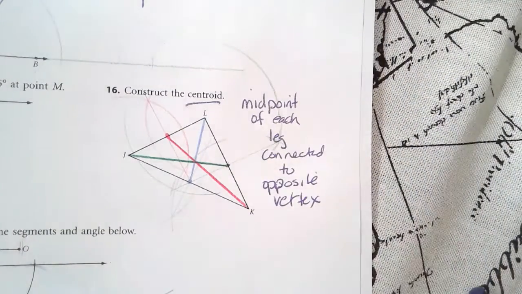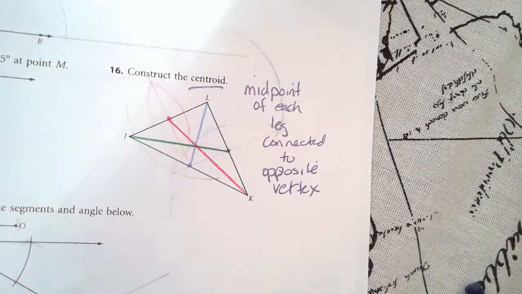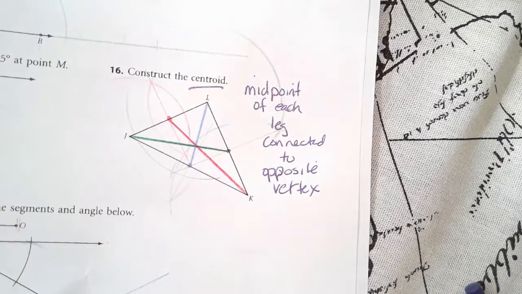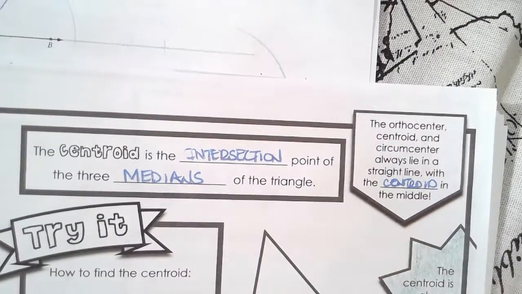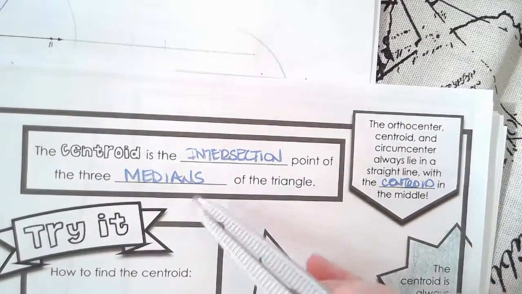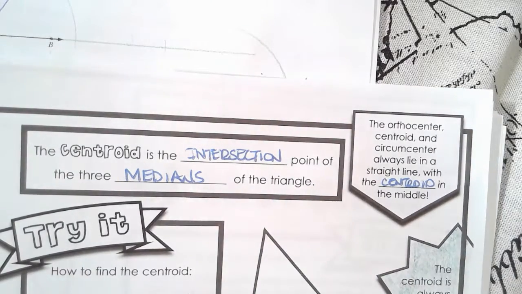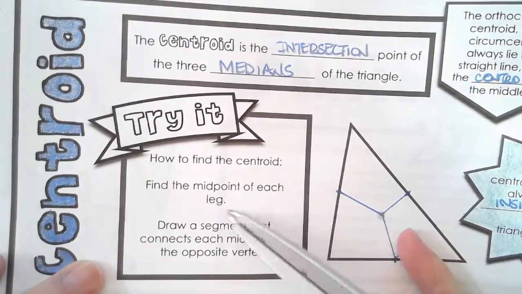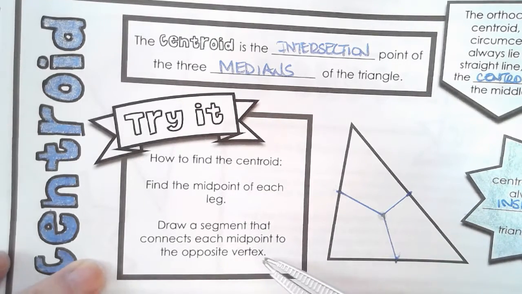To have constructed the centroid, was also in your notes. The centroid is the intersection of the points of the three medians. This one was a little bit harder in that to have found the centroid, you would need to find the midpoint of each side of the triangle and then draw the lines that connect.